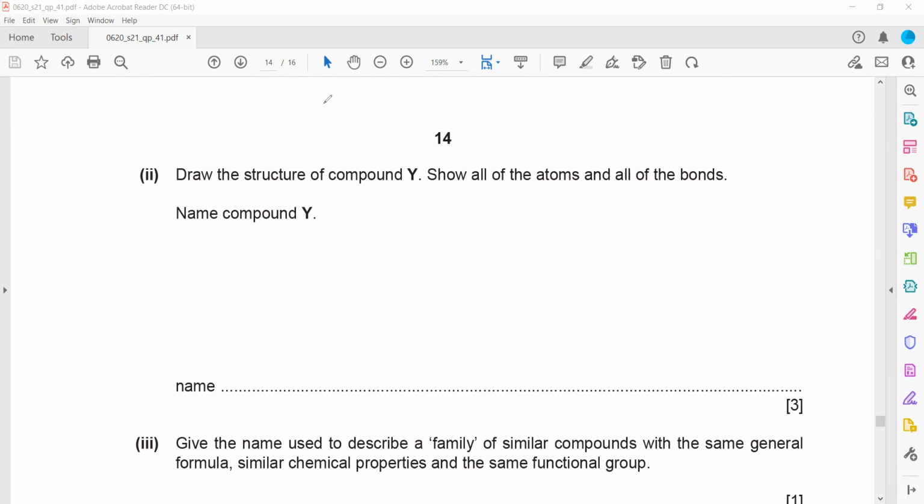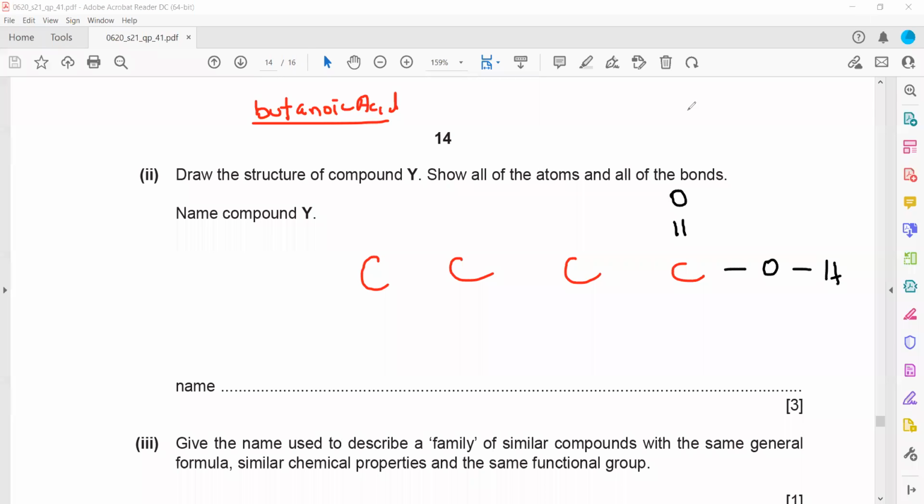So for 4 carbons, it should be 'but' because of 4 carbons, and 'oic acid' because of the carboxylic acid. So we have to draw butanoic acid. 'But' means 4 carbons. So first we'll draw 4 carbons, 1, 2, 3, and 4. Then the carboxylic acid functional group is always on the first carbon. So C double bonded with O, and OH.